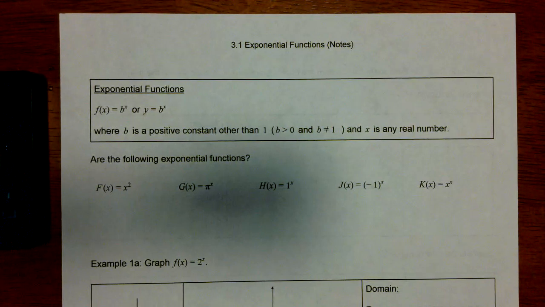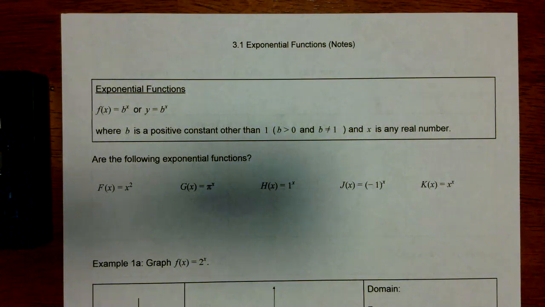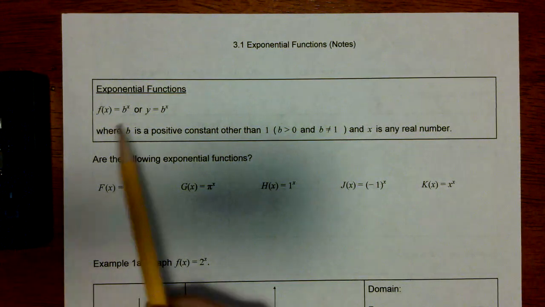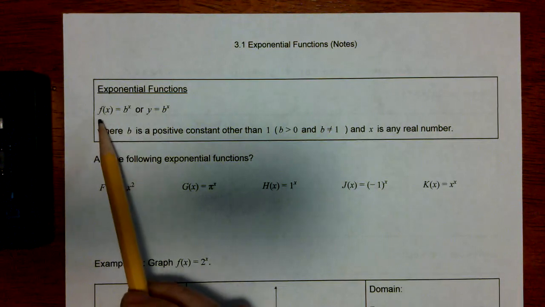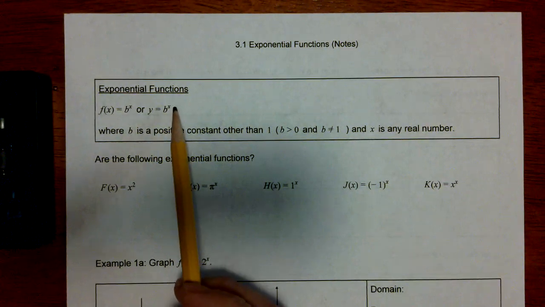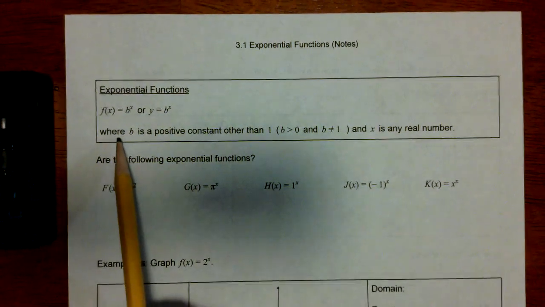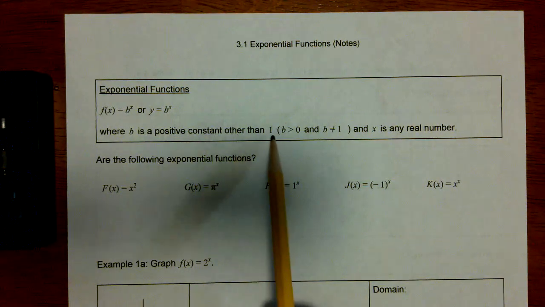Today's notes are on section 3.1, exponential functions. So an exponential function is defined in the form f of x equals b to the x, or we just replace that f of x with y equals b to the x. This is important. B is a positive constant other than 1.